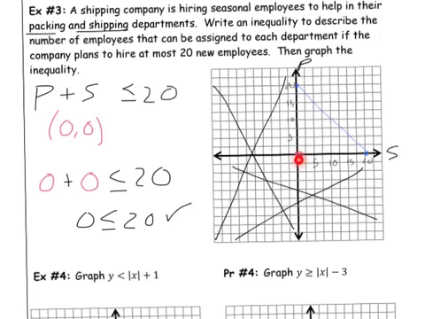Okay, so I pick 0, 0 again because it's really easy. Plug it in. 0 plus 0 is less than 20. Yeah, that's true. So that means I'm going to shade on this side of the graph. But remember, I'm not shading in the negatives because I can't have negative employees. And we're going to find that a lot of real-life examples only exist in this first quadrant. Now, some exist in these other ones, but most things that we deal with in real life only exist in this first quadrant.